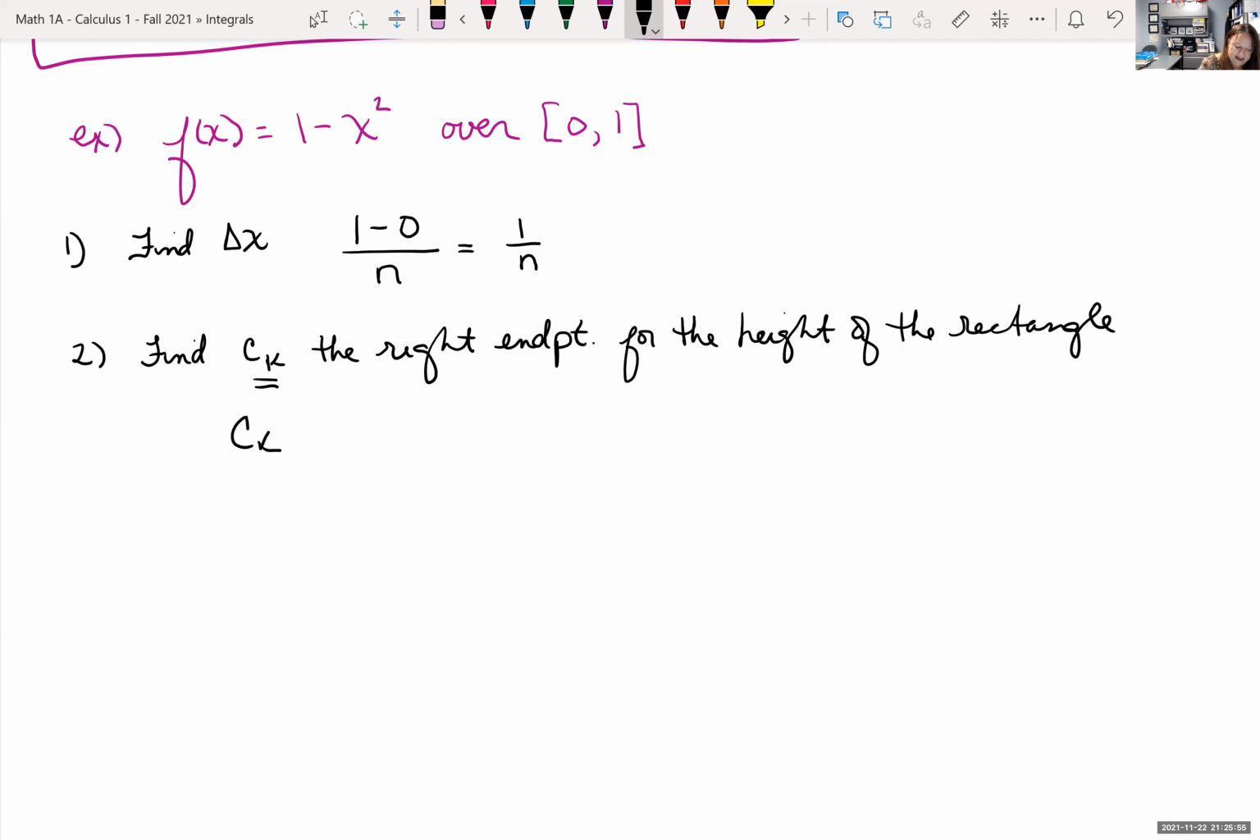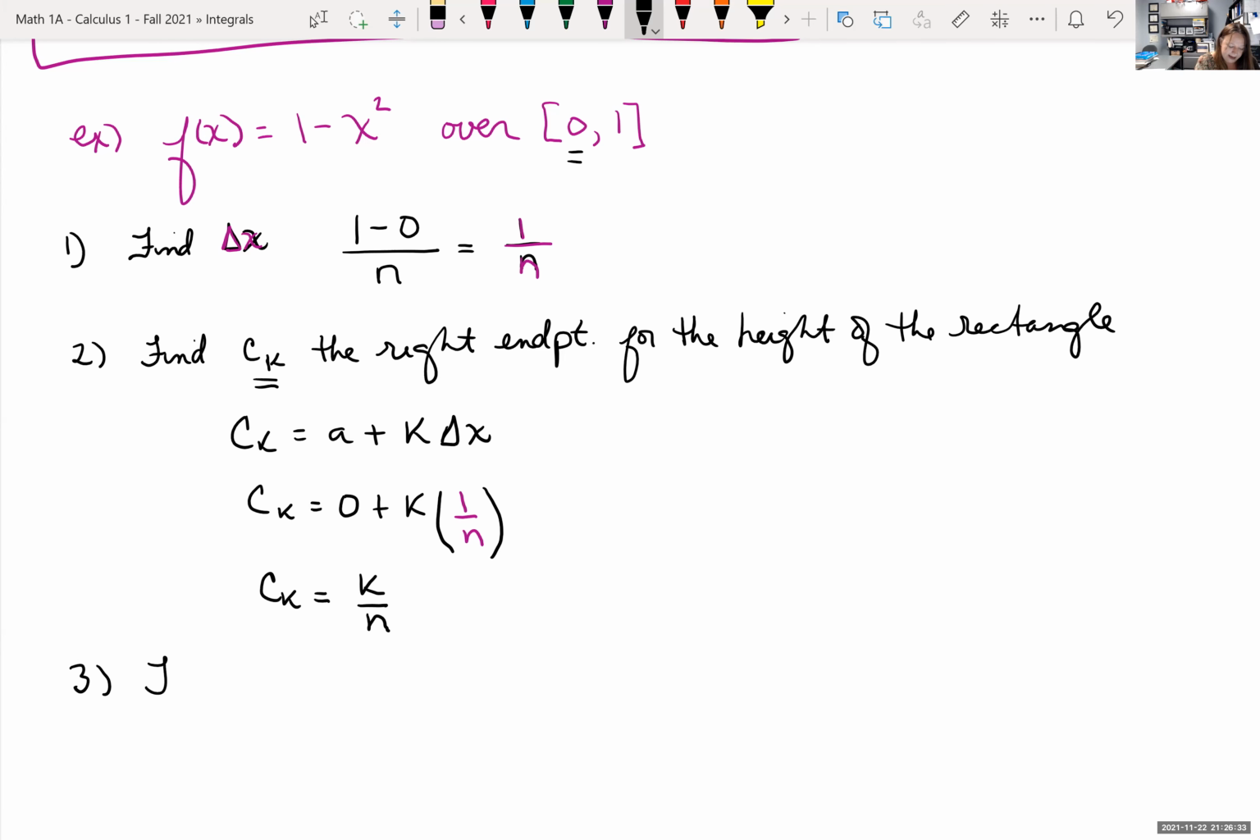So this is our a value plus k times delta x. Our a value in our case, we're starting at 0, plus k times delta x. Well, we just found out what delta x was, right? Delta x was 1 over n. So our c sub k value is k divided by n.